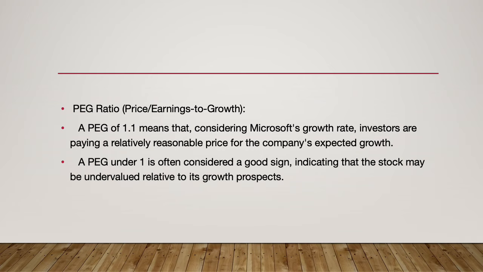PEG ratio, price to earnings to growth. A PEG of 1.1 means that considering Microsoft's growth rate, investors are paying a relatively reasonable price for the company's expected growth. A PEG under 1 is often considered a good sign, indicating that the stock may be undervalued relative to its growth prospects.